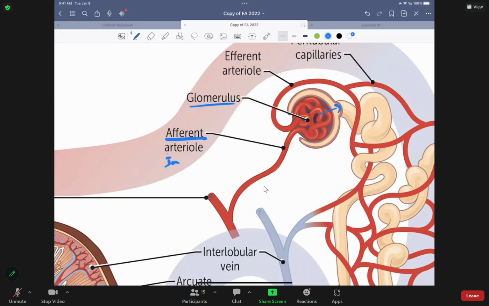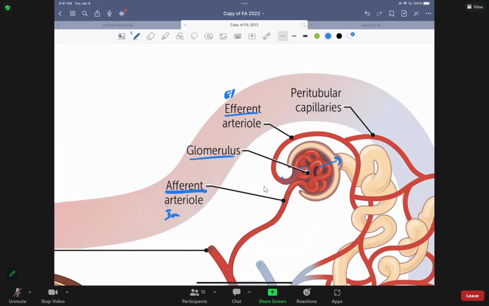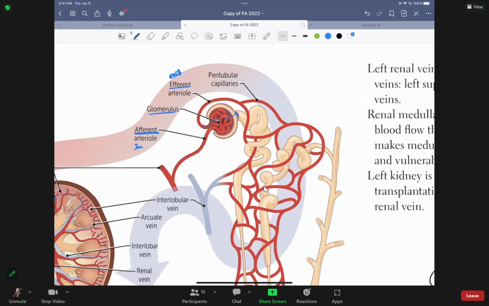Okay. Once you do the filtration, the blood that was not filtered comes out of the glomerulus through the efferent arteriole. Efferent is exit. E for exit, they come out of the glomerulus. Okay, whatever did not get filtered comes out of the efferent arteriole. Once it comes out of the efferent arteriole, it becomes peritubular capillaries. So that's a bridge between the artery system and the veins, folks.